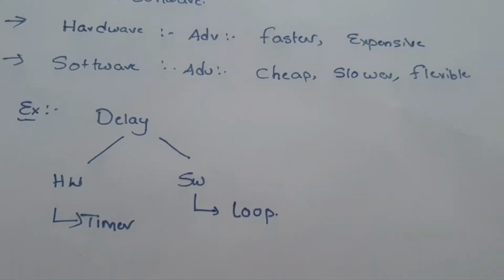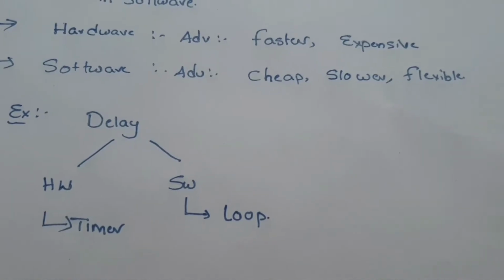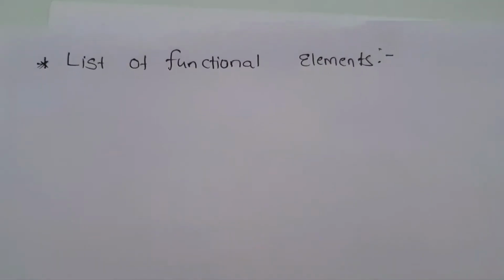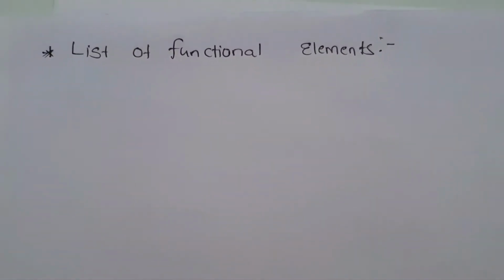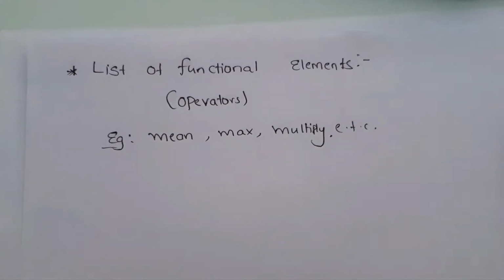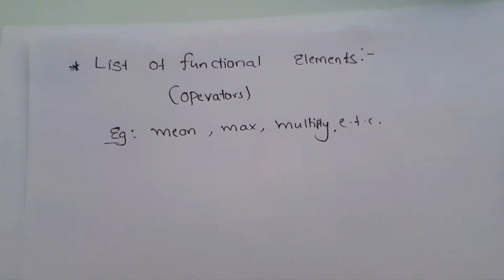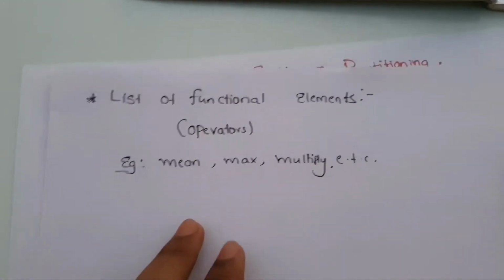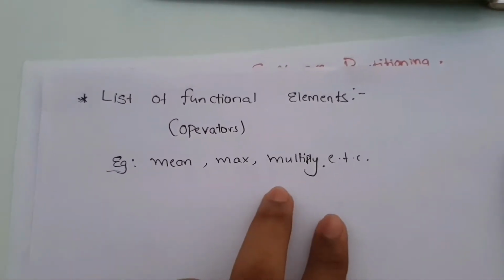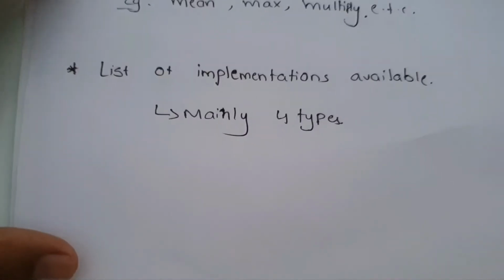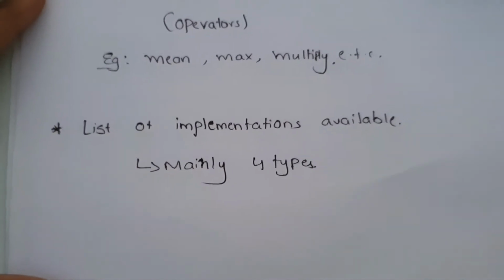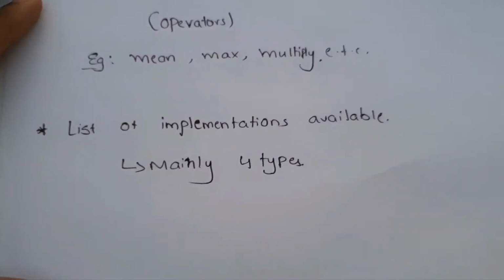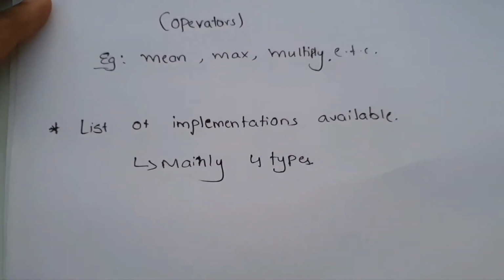When we do hardware software partitioning, we have two things. List of functional elements. These list of functional elements are also known to be the operators. For example, mean, max, or multiply, etc. And the second one is list of implementations available. There are mainly four types of implementations.